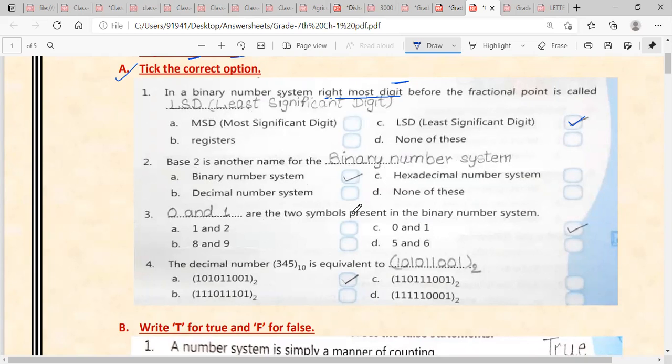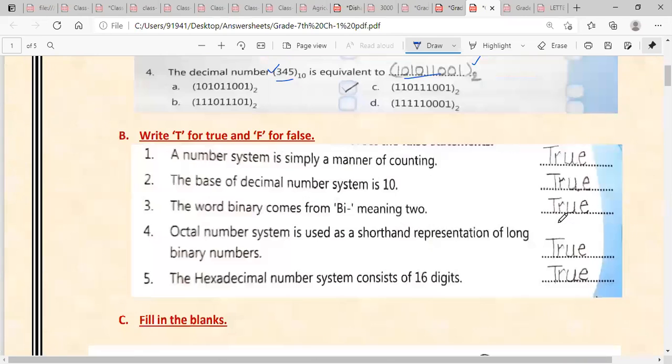Next, dash are the two symbols present in the binary number system. Bi means 2. We take 2 digits, 0 and 1. Okay. Next, decimal number. This is equivalent to this. You have to find the binary number of this 3, 4, 5, and it will come like this. Okay. And the answer will be A.